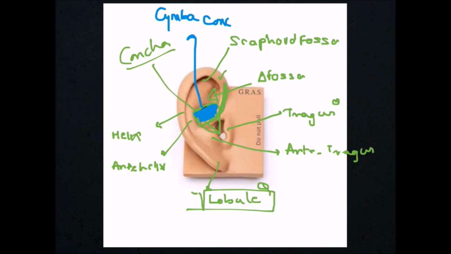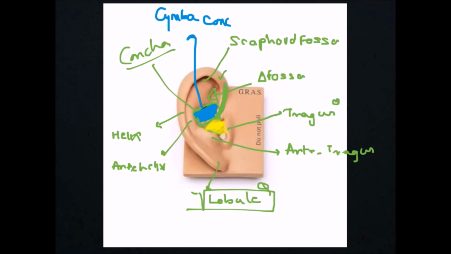Okay, I'm not able to write the whole spelling. I hope you are clear with this. Just keep on clearing your concepts. You will be able to see all these things in your standard book. So this is known as cymba concha. The lower portion is known as cavum concha.